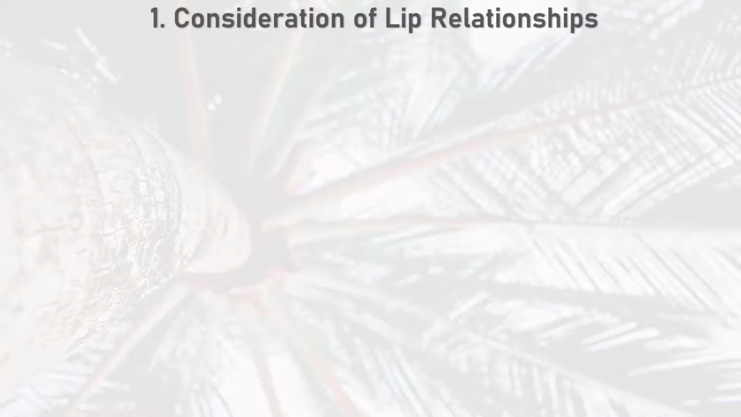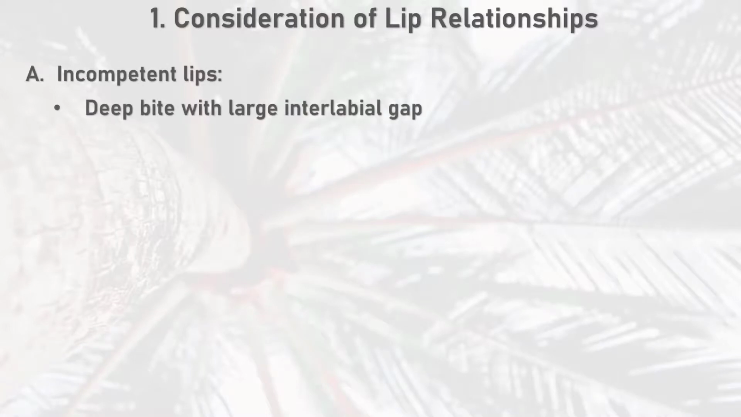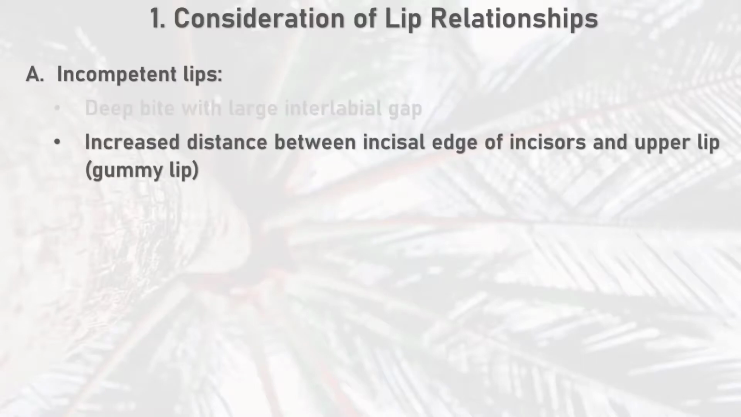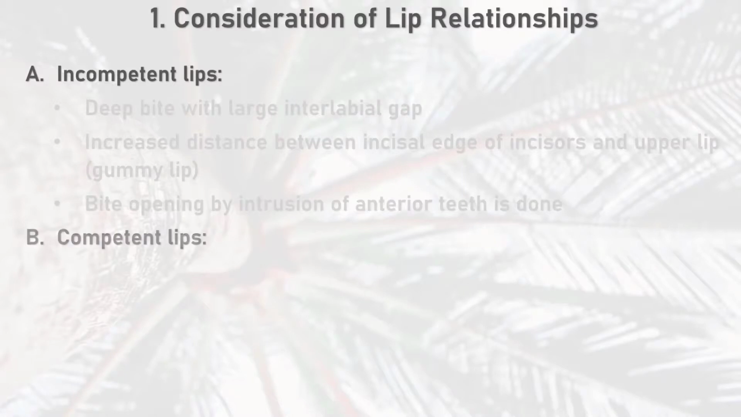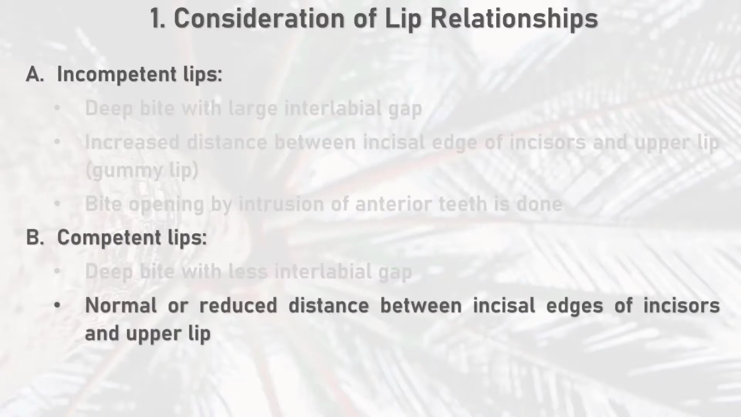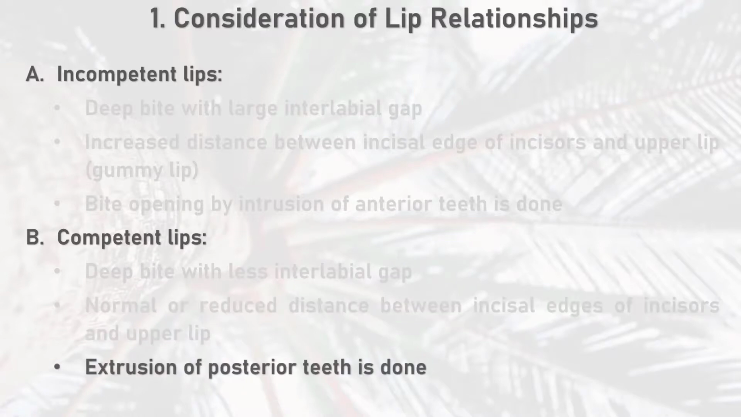Consideration of lip relationships: when lips are incompetent, we can observe deep bite with large interlabial gap, increased distance between incisal edge of incisors and upper lip, or gummy lip. In these cases, bite opening by intrusion of anterior teeth is done. With competent lip, we can observe deep bite with less interlabial gap, normal or reduced distance between incisal edges of incisors and upper lip. The treatment is extrusion of posterior teeth.